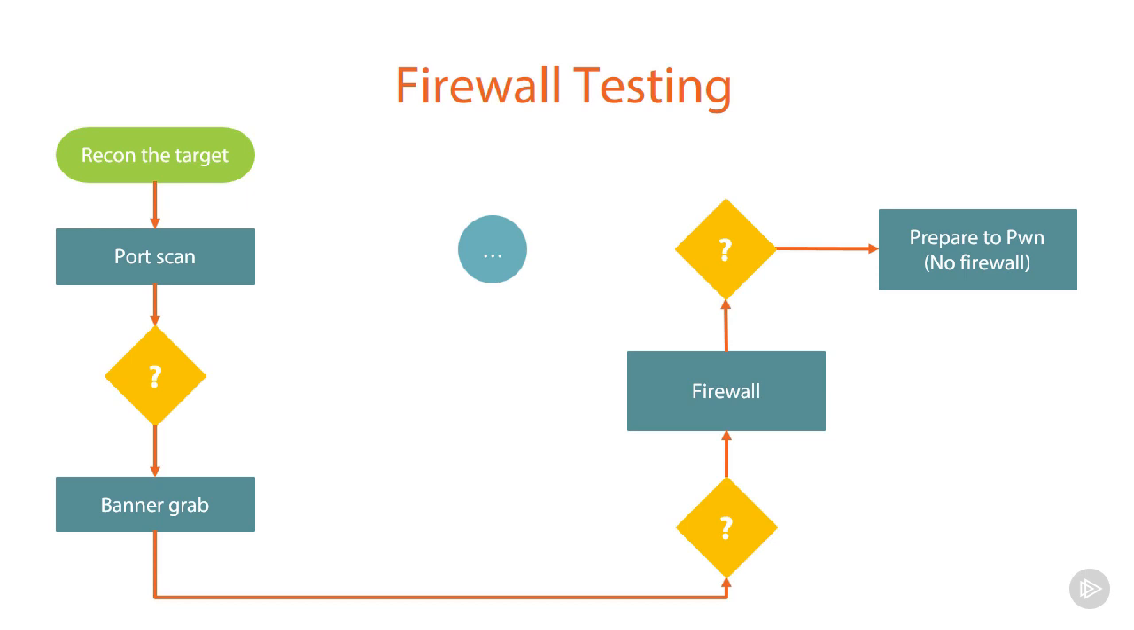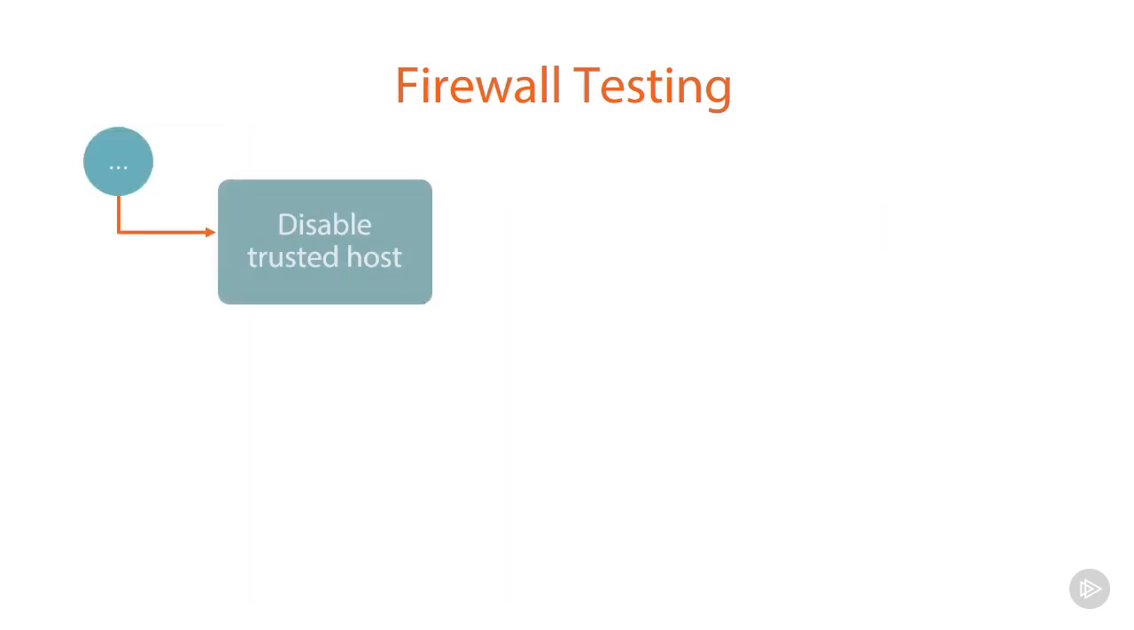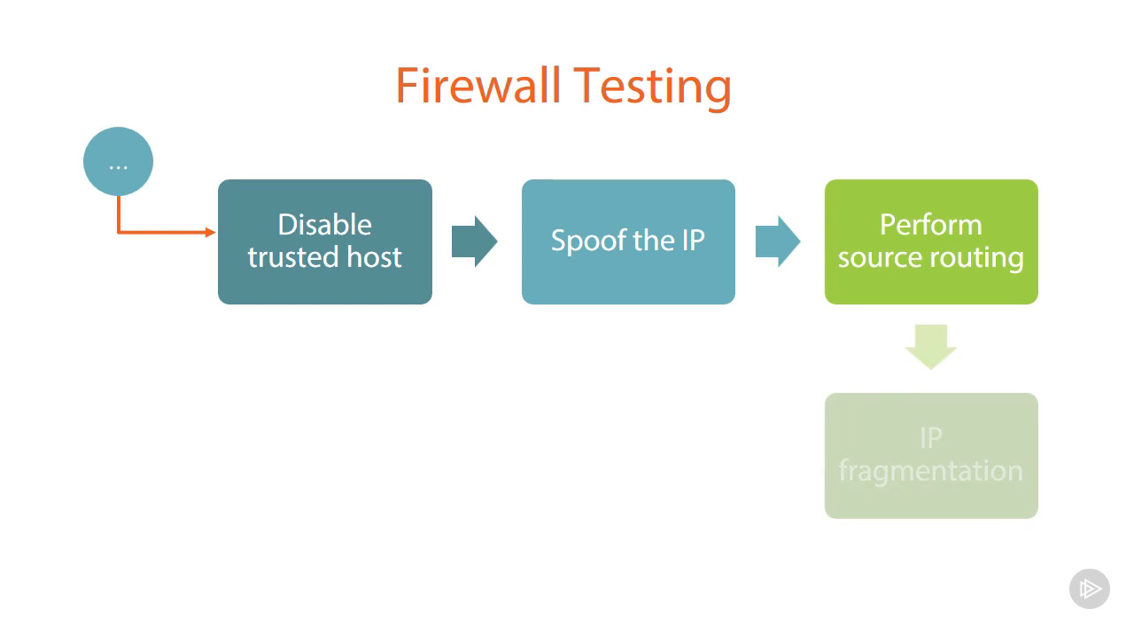Now, if at any time during these steps you detect a firewall, your next step would be to continue on. And from here, we don't have as many different options. We've got certain steps that we're going to walk through. So we would start off with typically just disabling a trusted host and then taking the IP address of that host. From there, we can perform a source routing attack. If we're not able to accomplish anything there, then we might try fragmenting the IP.